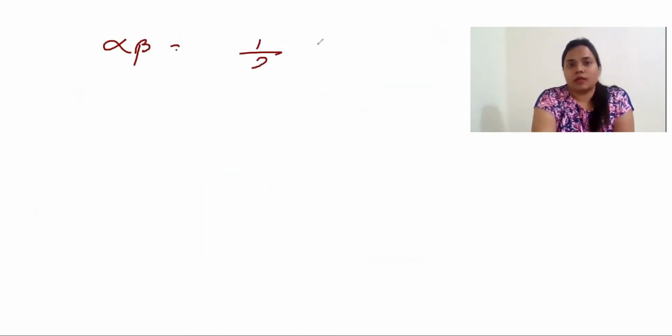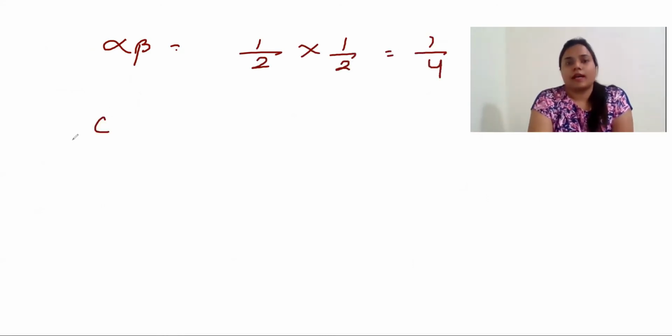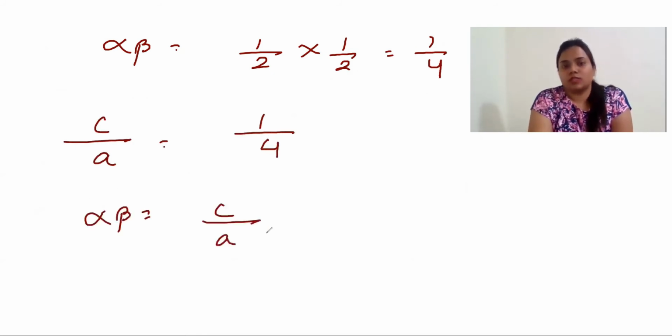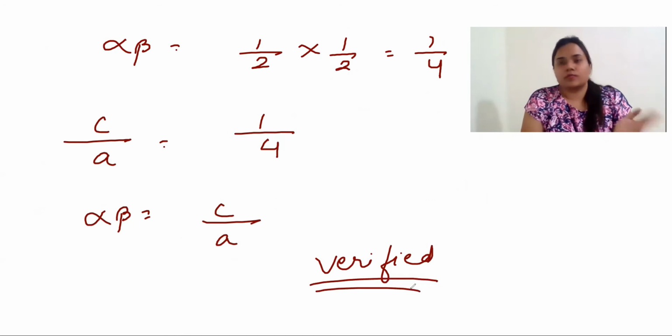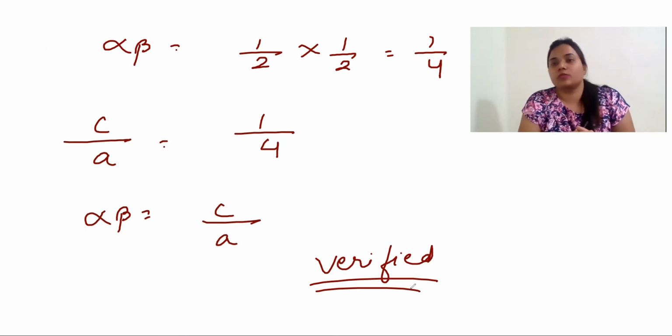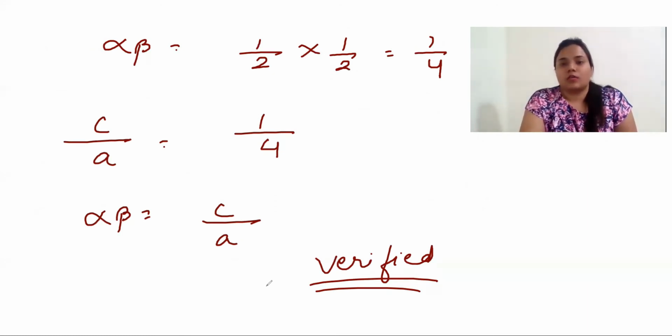Alpha into beta is 1 by 2 into 1 by 2. This is equal to 1 by 4. And c by a is also equal to 1 by 4. Hence, alpha beta is equal to c by a. And these are verified. So we check it like this only. First we check alpha plus beta, that should be equal to minus b upon a. And we have to check alpha into beta, that should be equal to c by a. And in this case, we verify the zero. Now, next question.